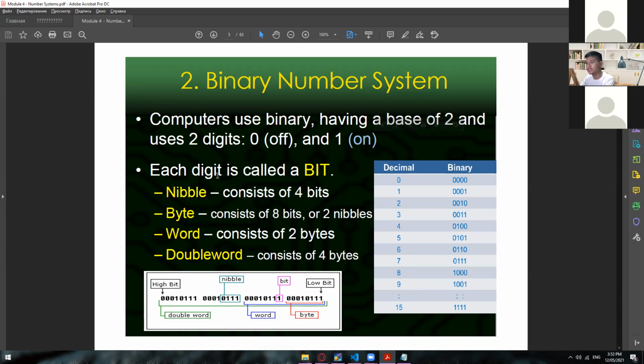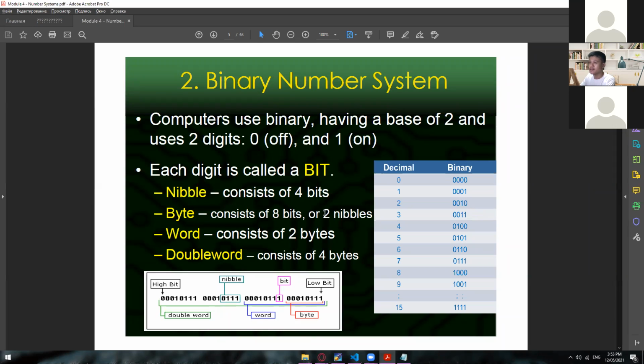Each digit is called a bit. So one character is 1 bit. But we have another unit here, or another name of size, wherein 4 bits is equal to 1 nibble. Maybe this is your first time hearing about nibble, because what you are always hearing is the word bit and then the word byte. Next to that is kilobyte, and then megabyte, gigabyte, and so on and so forth.